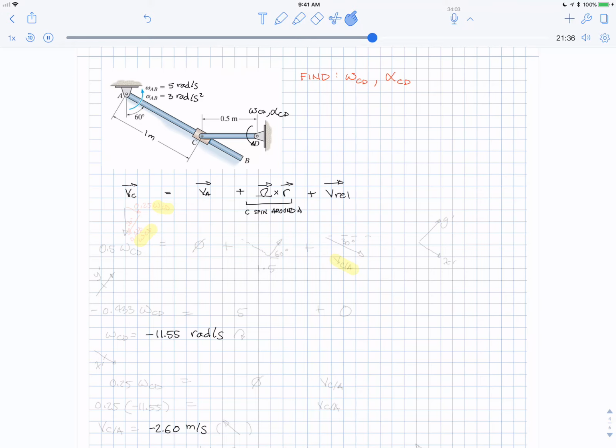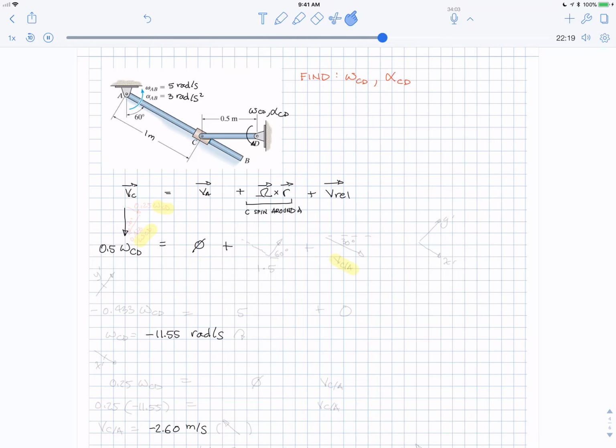Okay, so you always start these problems with a velocity problem. So let's write down everything we know. We know that the velocity of C, so C is spinning around D if you look at that rod, since I assumed it's counterclockwise, I've got it going down with a value of R is 0.5 and omega is unknown, omega CD. That will equal the velocity of A, which is a pin, not moving, so that's nice.